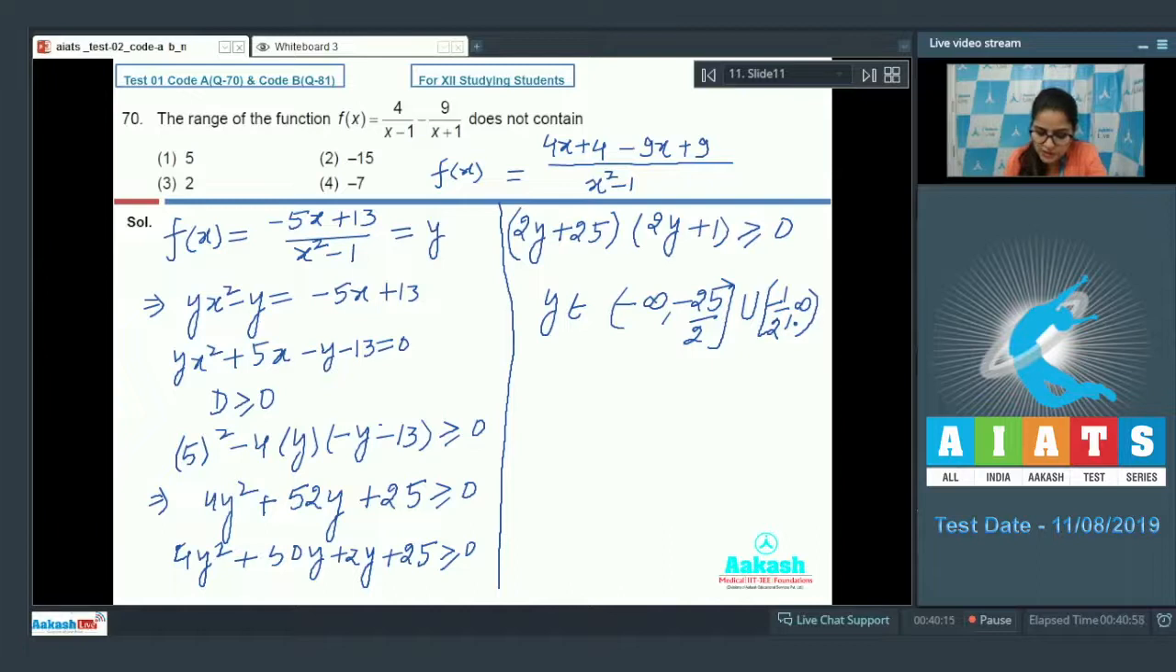So you can see easily, 5 is in your range, minus 15 is too, because this value is minus 12.5 and this value is minus 0.5. So minus 15 also lies in this range, 2 also lies in your range, and minus 7 lies between minus 25 by 2 to minus 1 by 2. So minus 7 is not contained in your range. So option number 4 is your correct option. Now move on to the next question.